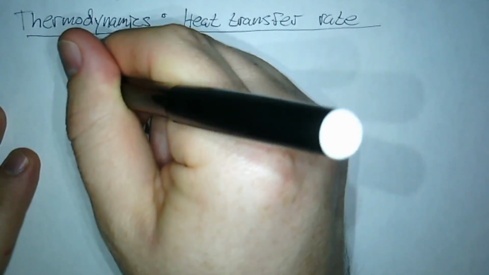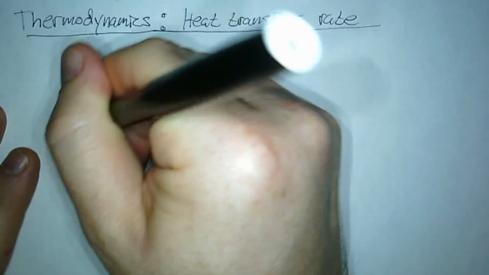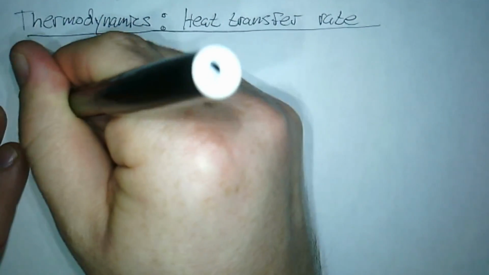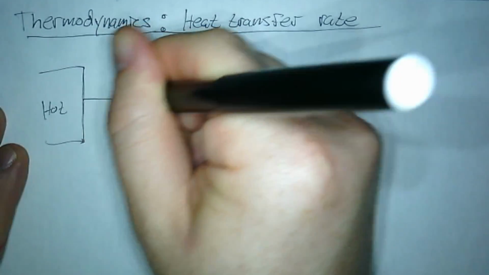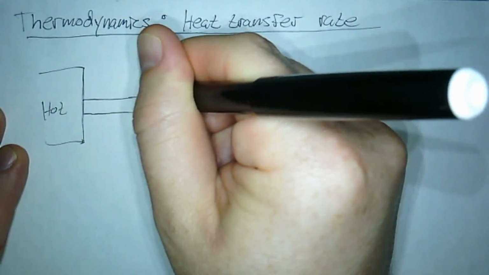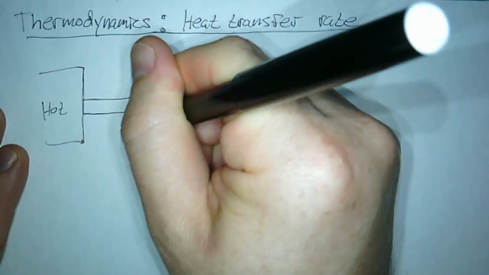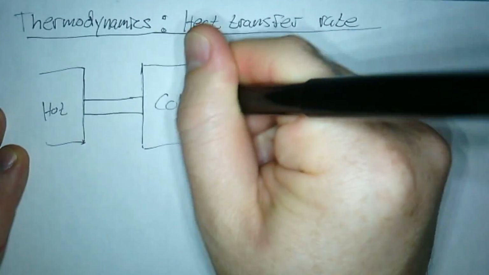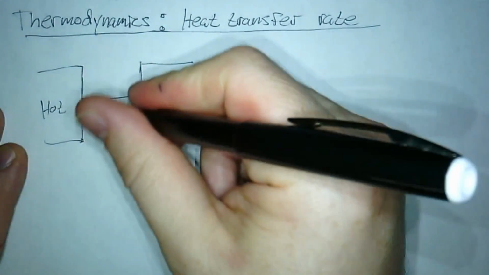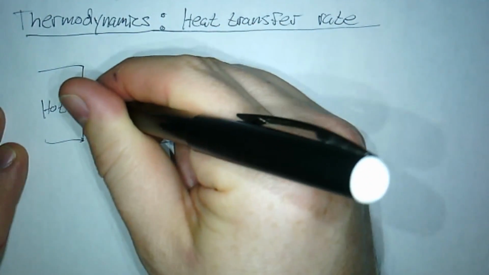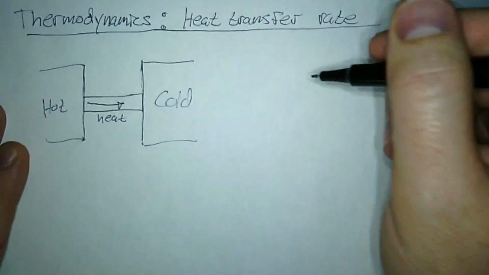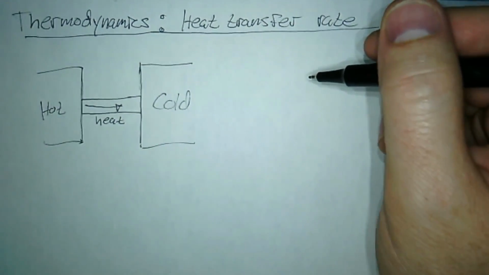So if I took a hot reservoir of some kind and connected it through some solid object, or it doesn't have to be solid, I guess, to a cold reservoir, how would heat transfer through here? Because it's going to transfer that way. But how much and how fast?